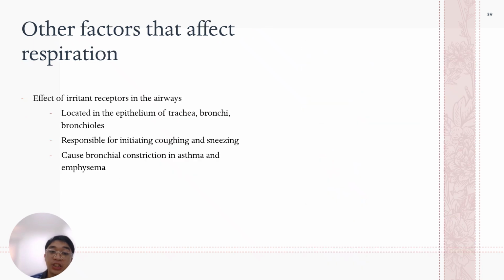There are also other factors which affect respiration. The first is the effect of irritant receptors in the airways. These irritant receptors are located in the epithelium of our trachea, bronchi, and bronchioles, and they are responsible for initiating the coughing and sneezing reflexes. For example, for those who inhale smoke, or pepper sprays, they are very irritant to our airways, so they cause bronchial constriction. This is especially evident in asthma and emphysema, a type of chronic obstructive pulmonary disease, or COPD.